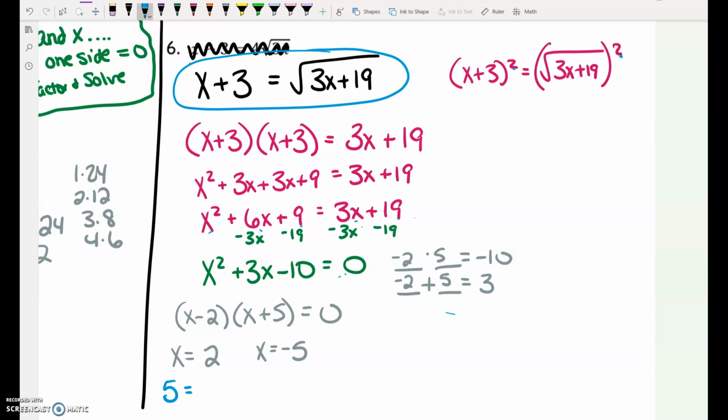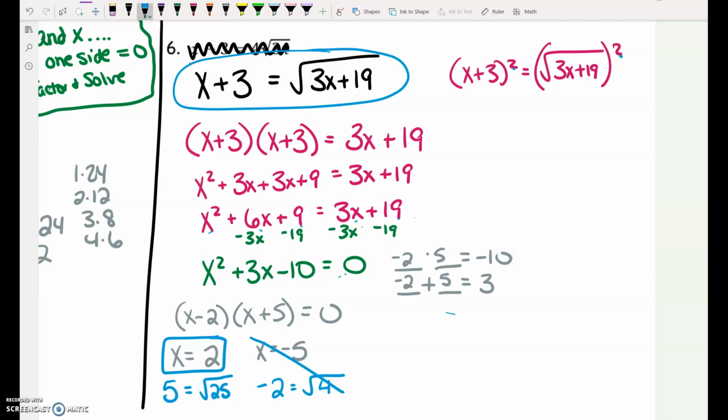Now if I check these in the original problem, 2 plus 3 is 5. 3 times 2 is 6, and 6 plus 19 is 25. So under the radical, I have 25. 5 equals the square root of 25, that's legit. Negative 5 plus 3 is negative 2. Ooh, already that probably means it's extraneous. 3 times negative 5 is negative 15, and negative 15 plus 19 is 4. The square root needs to equal a positive, not a negative, so that is an extraneous solution.